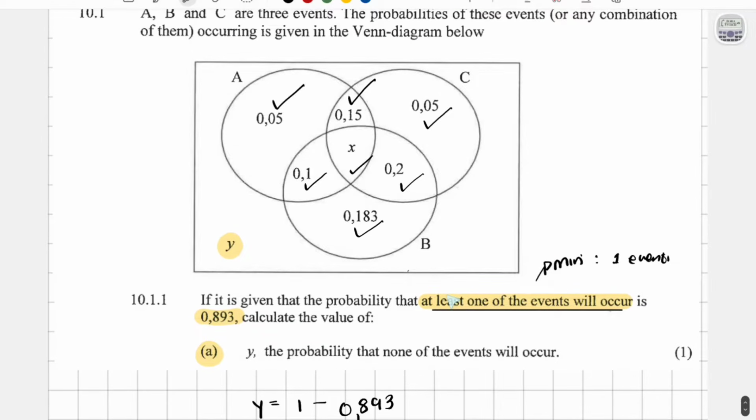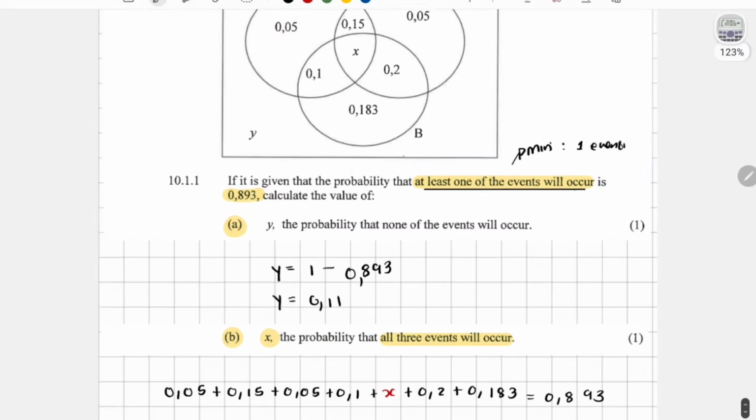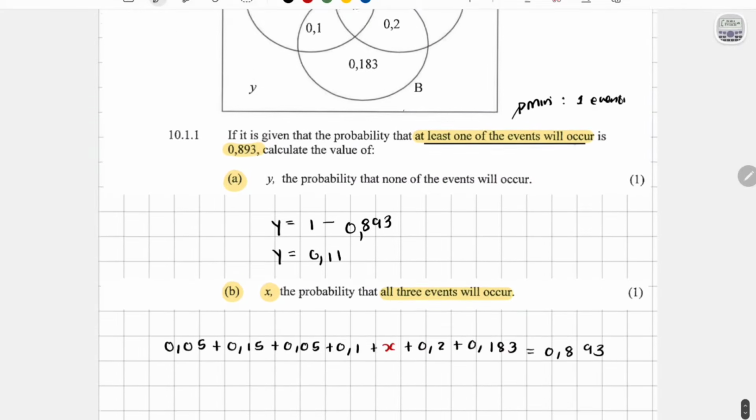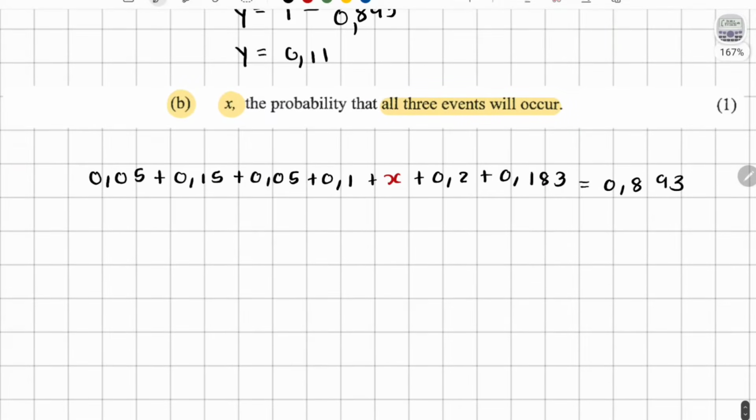But to find x, since we know that this, right, at least one of the events will occur is this number, and we know that that is the sum of everything we have in the circles, then we must just add all the numbers in the circles, including x, and make it equal to this, because we know that it sums up to that. Okay, so let's go ahead and do that. So there we go. This is the sum of everything in here. And then we just need to solve for x.